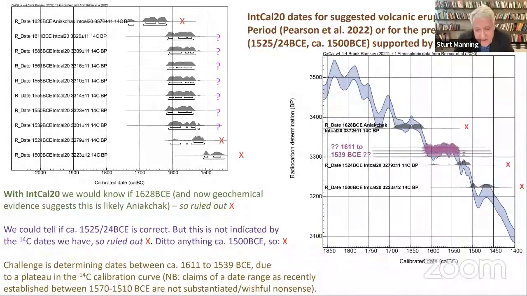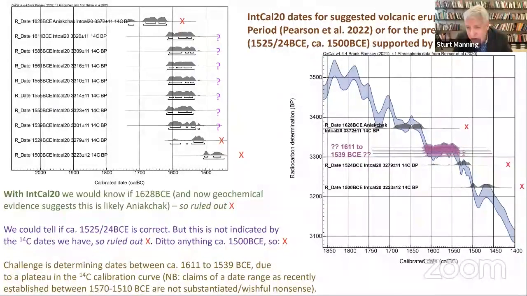But in between about 1611 and 1539 BC, we effectively get the same radiocarbon date for all of those calendar ages. So that's all of the little distributions next to the purple question marks on the left-hand side, which for all intents and purposes are the same. And if we look on the right-hand side, you'll see why: this is on the calibration curve.